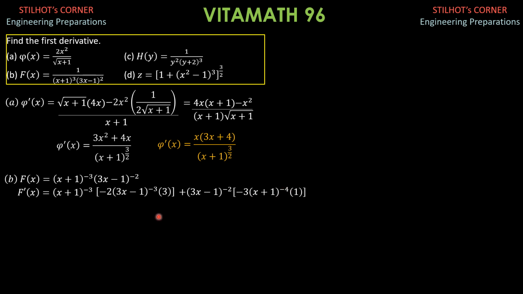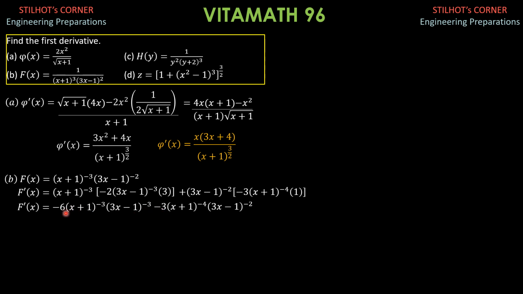So simplifying, first we have the constant negative 6 here. So negative 6 times x plus 1, f prime of x is negative 6 times x plus 1 to the negative 3, and 3x minus 1 to the negative 3. Simplified form of the second is negative 3 times x plus 1 to the negative 4 and 3x minus 1 to the negative 2. So the common factor is negative 3.